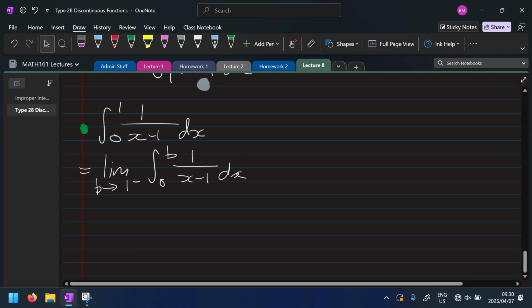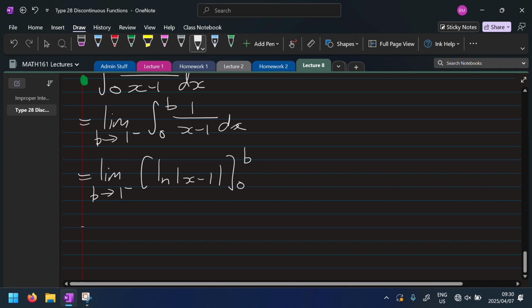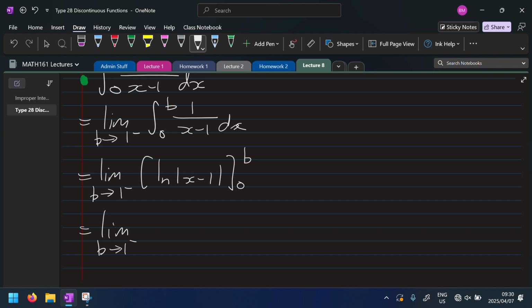Okay, let's ignore the limits and just treat it normally. So limit b goes to 1 minus. Okay, we're going to just do it as normal. So that will be the logarithm of x minus 1 from 0 to b. So this will be limit as b goes to 1 minus natural log of b minus 1 minus, and if we put in 0, we get natural log of 1. That's 0, so minus 0.